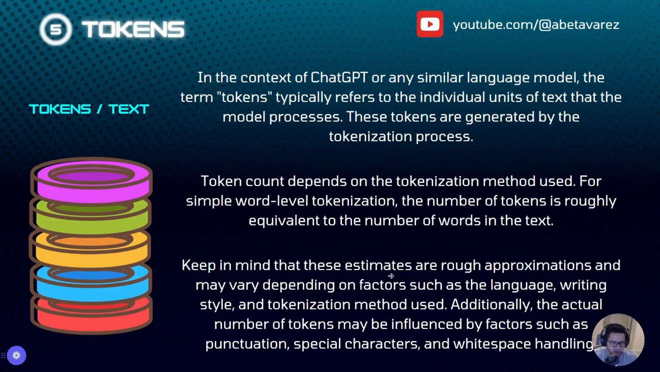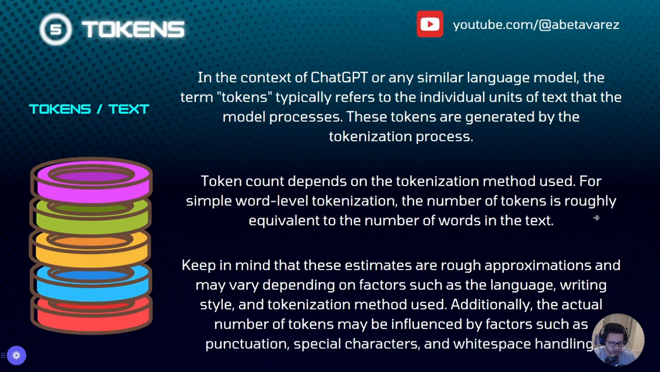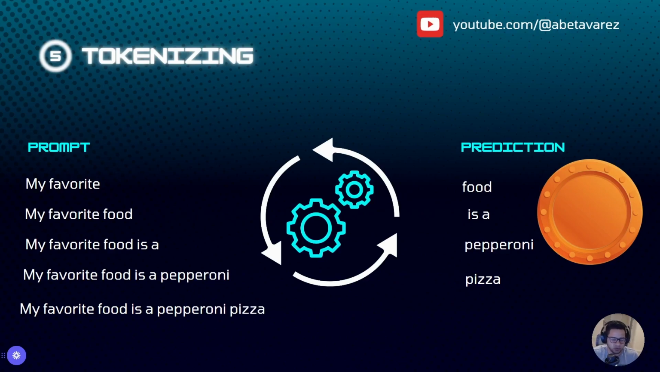So keep in mind that these estimates are rough approximations and may vary depending on factors such as the language that you're using, English, Spanish, French, whatever language you're using, the writing style, and the tokenization method used as well. Additionally, the number of tokens may be influenced by factors such as punctuation, special characters, and white space handling. So maybe special characters are going to count, white space can count. So we need to be aware of this just to make sure we have enough tokens to process the amount of text or generate the amount of content we want.